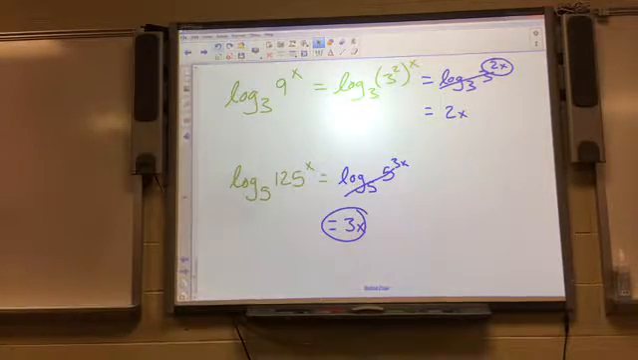Okay? Your goal is to get your bases the same. If your bases aren't the same, there's not a lot you can do unless it's a base of 10 and you can plug it in your calculator. Okay, so you want your bases to be the same. Okay. You doing all right so far? Okay, we got one more thing we want to talk about.